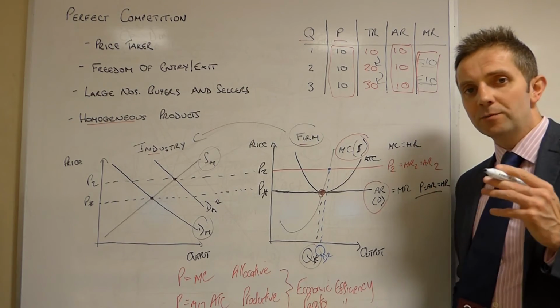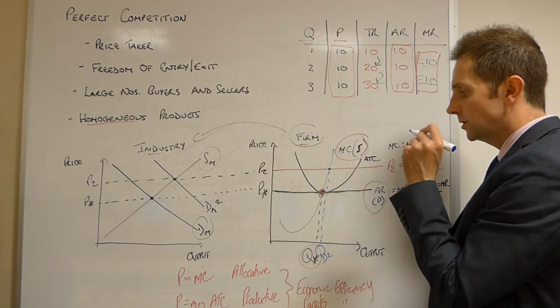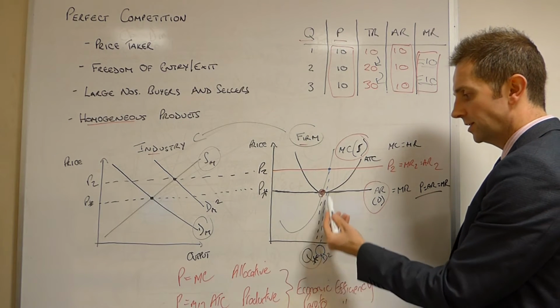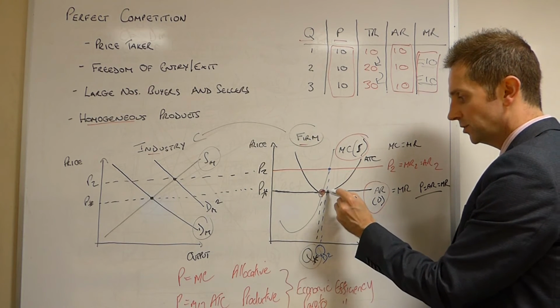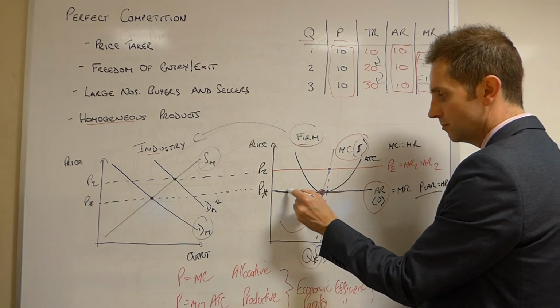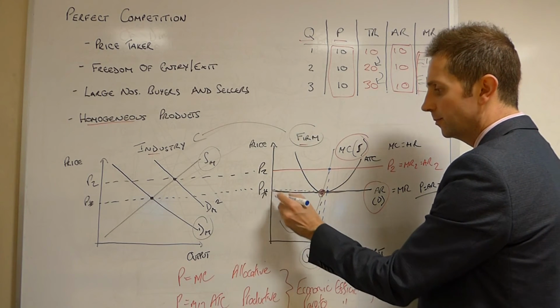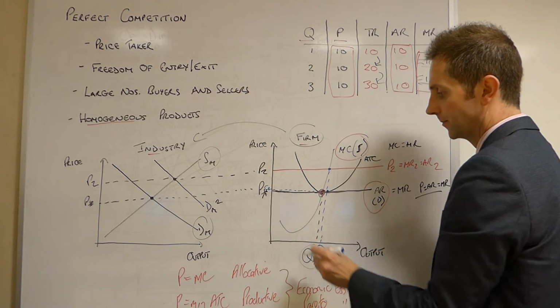Now, is this firm making a profit or a loss? This is where it gets interesting. So we need to go to the costs. We need to find what the cost is at Q2. And you can see we're just to the right here of the minimum ATC. So we're marginally, if I may use that term, marginally above P star at C2.